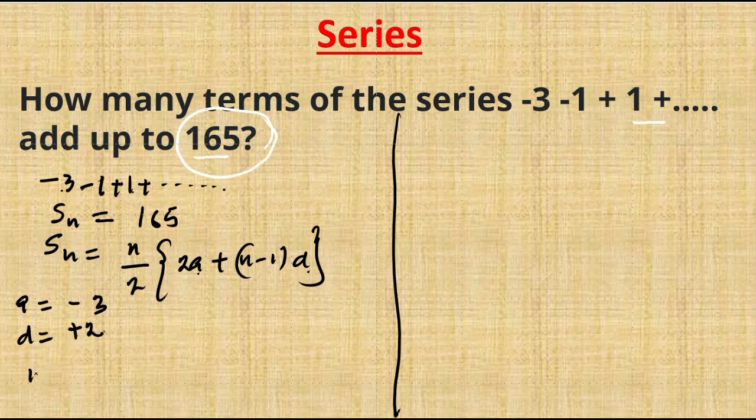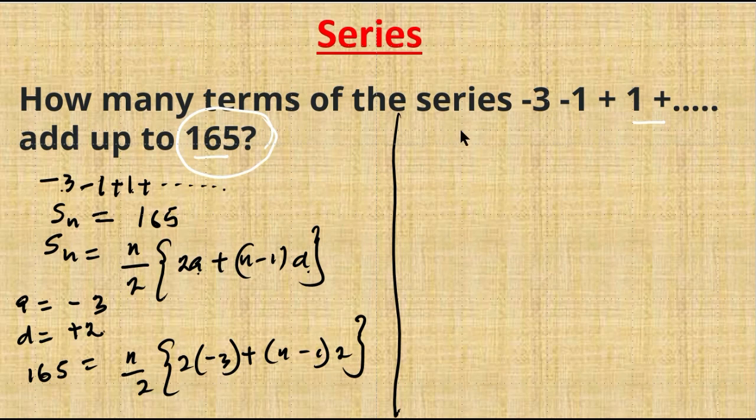So that Sn, which is 165, will be equal to n over 2 into 2a, that's 2 into -3, plus n minus 1 now into d, which is 2. Then I close the bracket. So that I have 165 is equal to n over 2. I can easily multiply both sides by 2 to remove the fraction of 1 over 2. 2 will cancel 2.